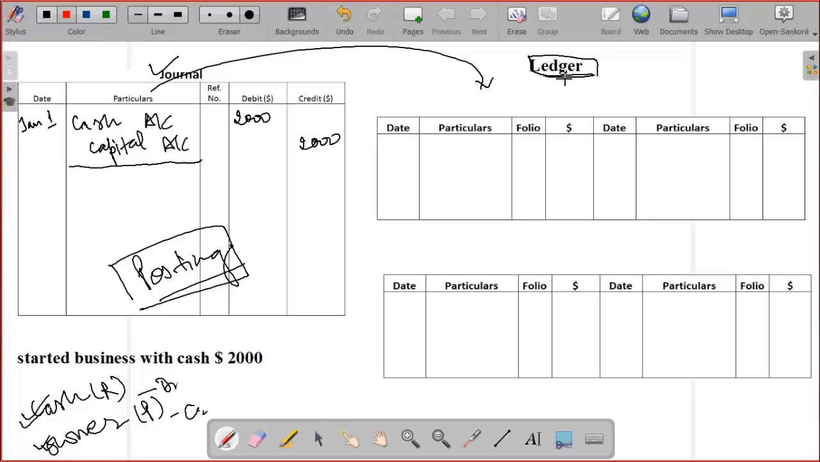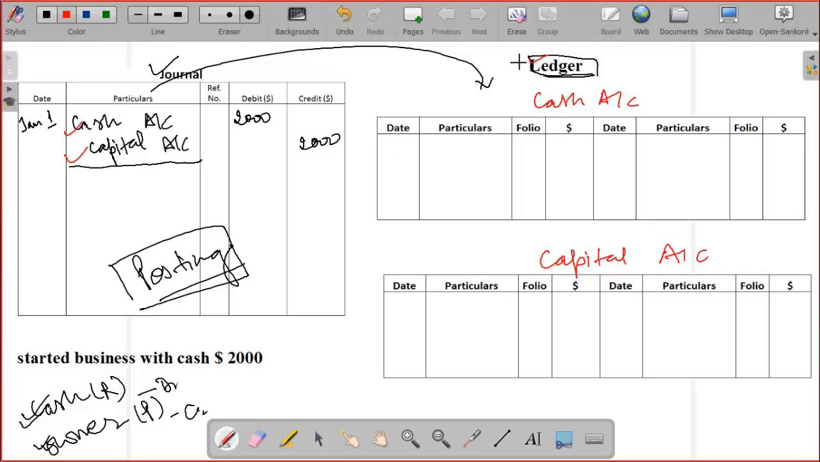Now see in the ledger what we will do. In the ledger we will open two accounts. See which accounts? First is the cash account, and second is the capital account. Getting my point? So two accounts. Why these two accounts? Because in the journal entry there are two accounts, cash and capital. This is the journal, and in the entry we used two accounts, cash account and capital account. So in the ledger we will open the cash account, and this is the format of the account, and this is another account, the capital account, in the same format.